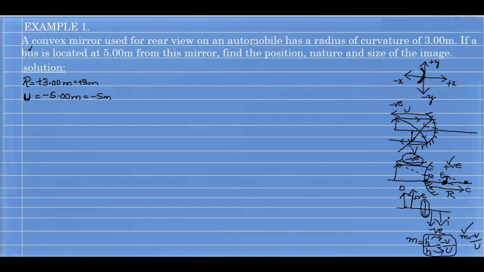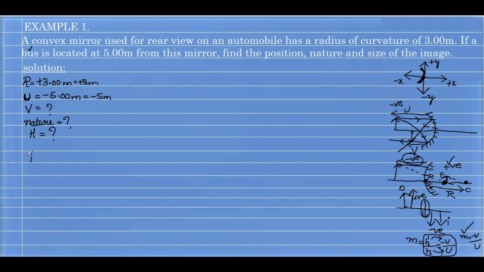Next, what do we have to find out? We have to find out the position, which means image distance, then the nature. Nature means after solving the whole problem, we need to confirm whether it is a virtual or real image. Then the size of the image. Size or height are both the same. So these are the things we need to calculate.